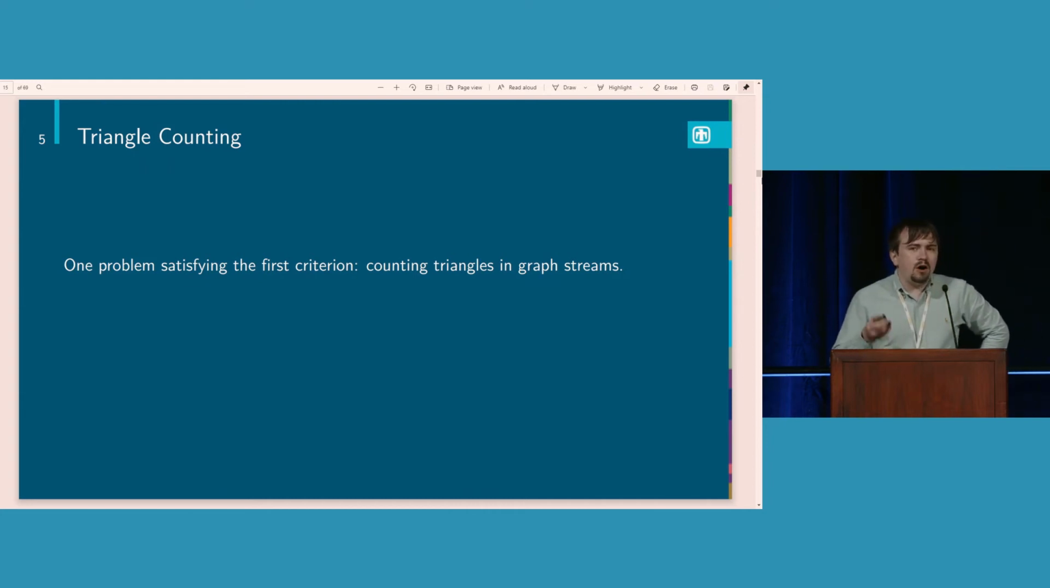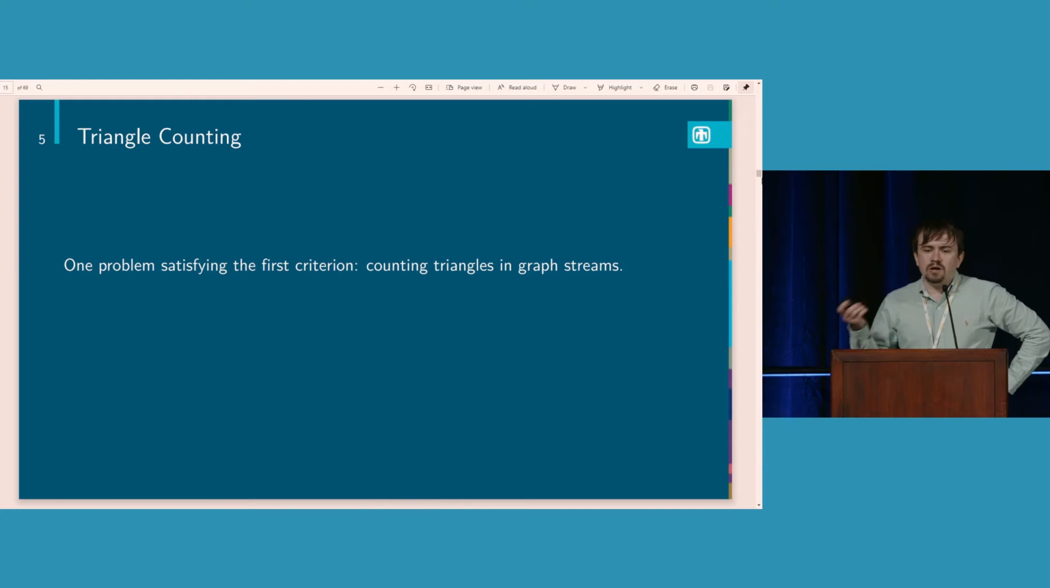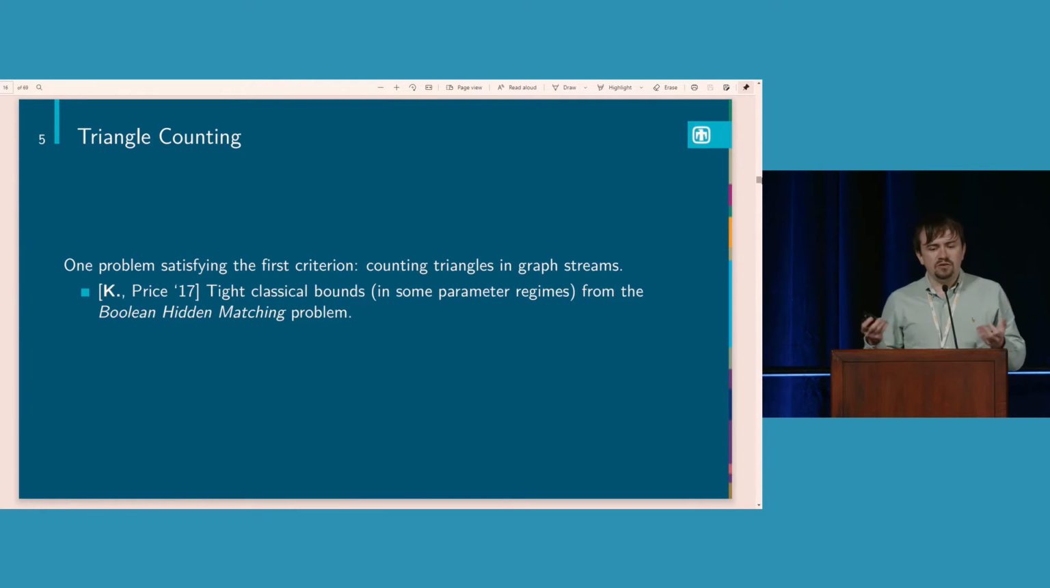This is the problem of counting triangles in graph streams. This problem, as it turns out, has a lower bound that is derived from a reduction from the Boolean hidden matching problem in one-way communication complexity. Now, I'm not going to talk about the Boolean hidden matching problem or how this reduction works here.